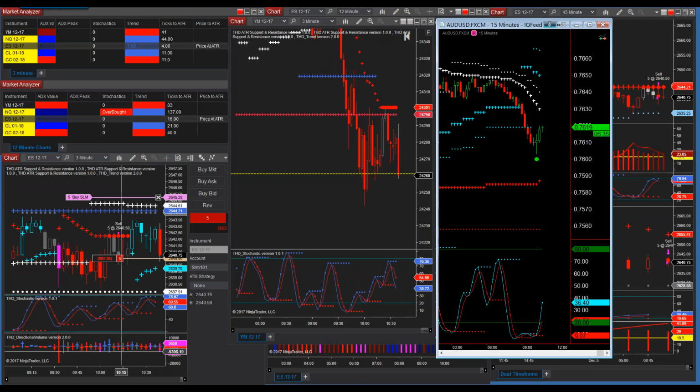In order to stay with the trade on the ES, you really need it to break through this ATR at 2639, preferably break through the congestion dot at 2638. Okay?